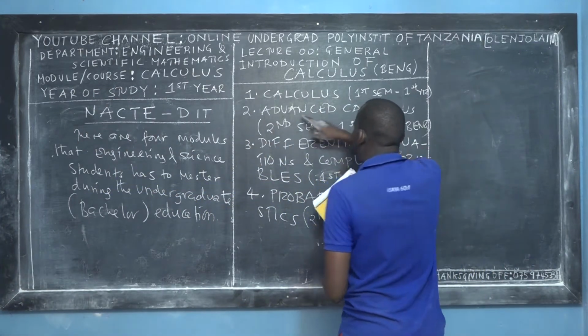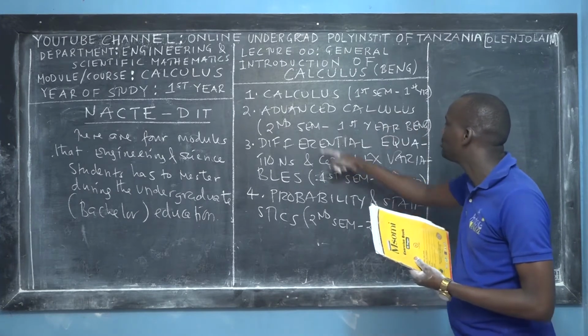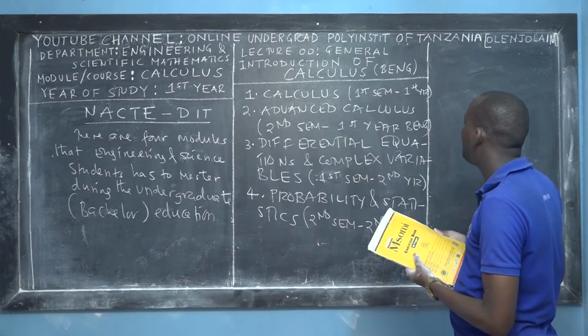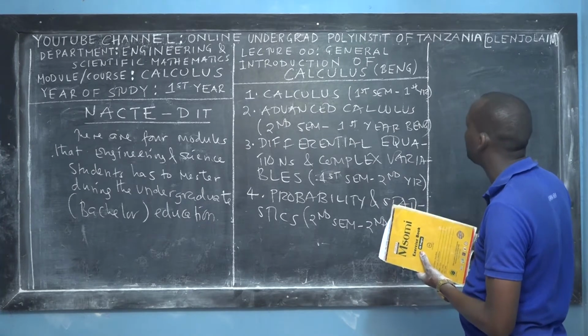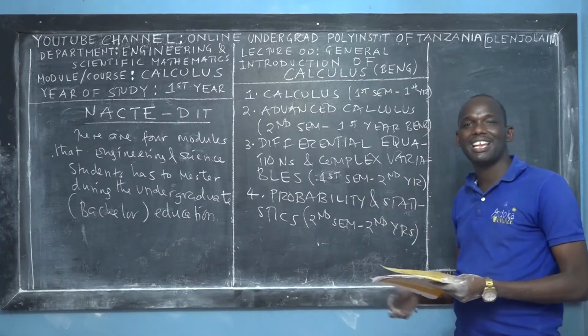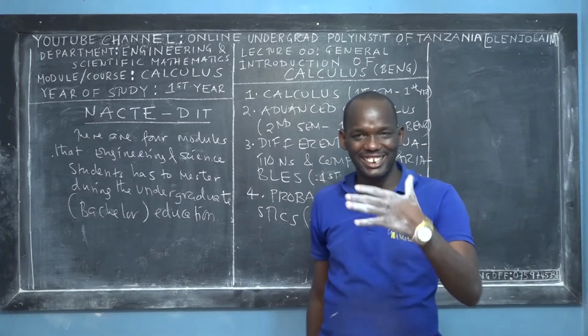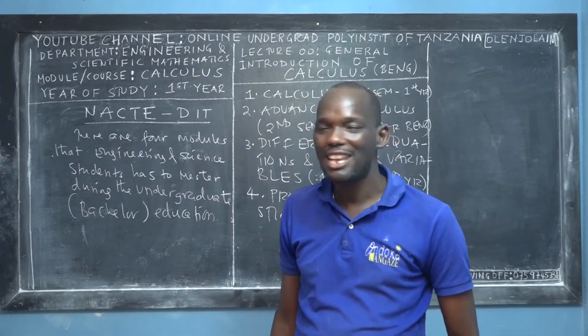As you see from this list of the 4 modules, calculus is the first module. You have to learn it in the first semester during your first year. This is a welcome undergraduate module in engineering and scientific mathematics.